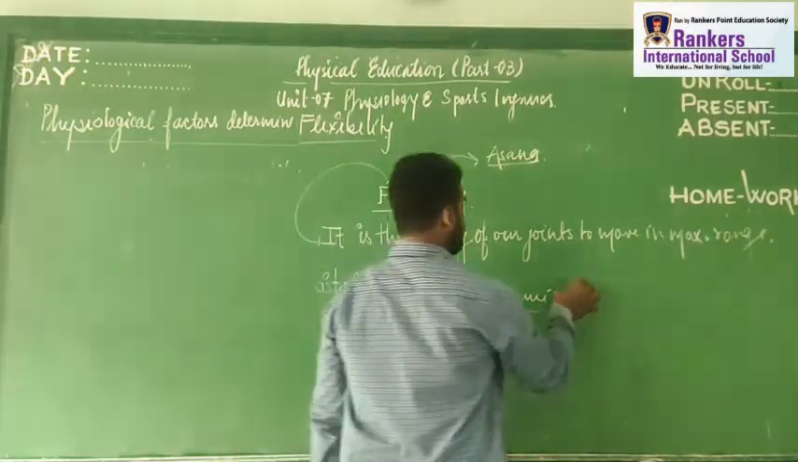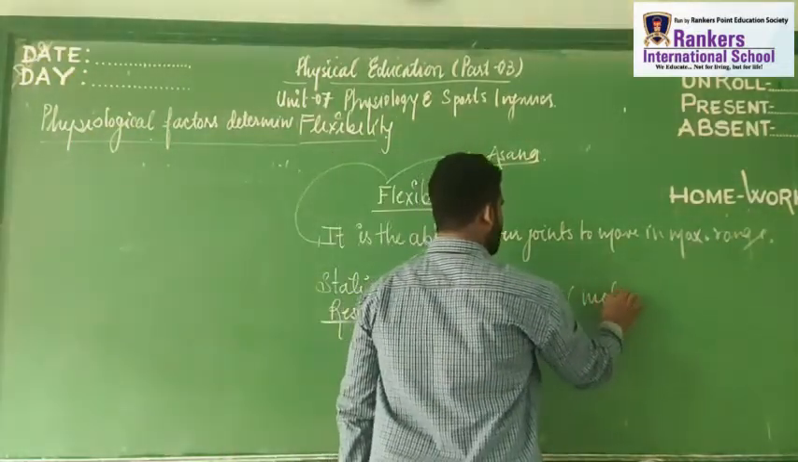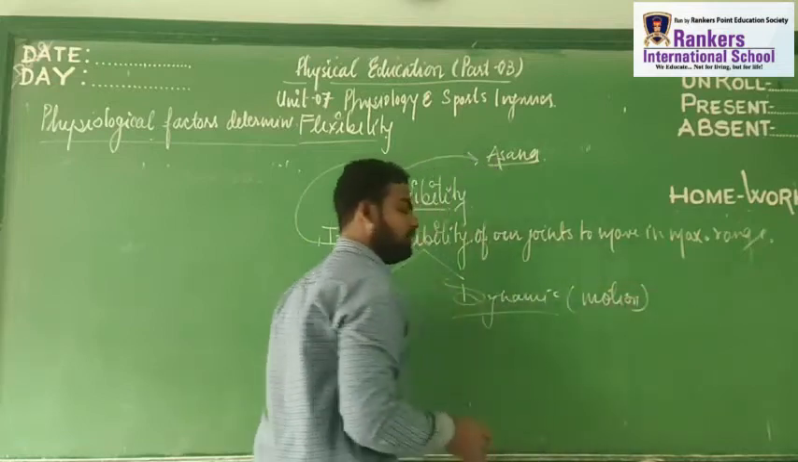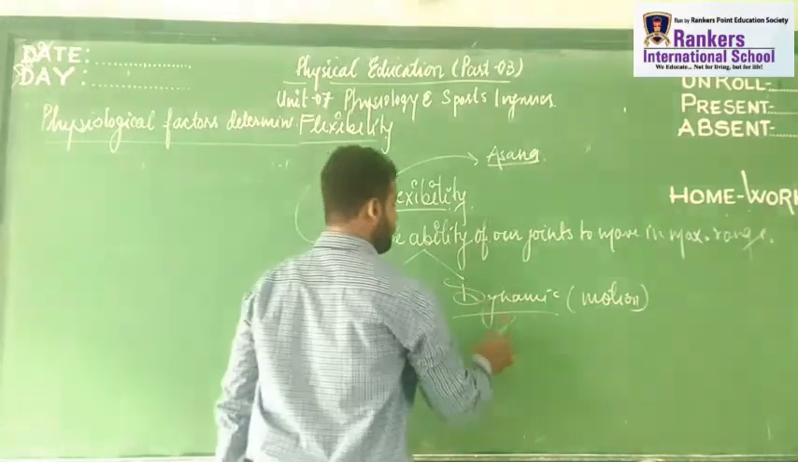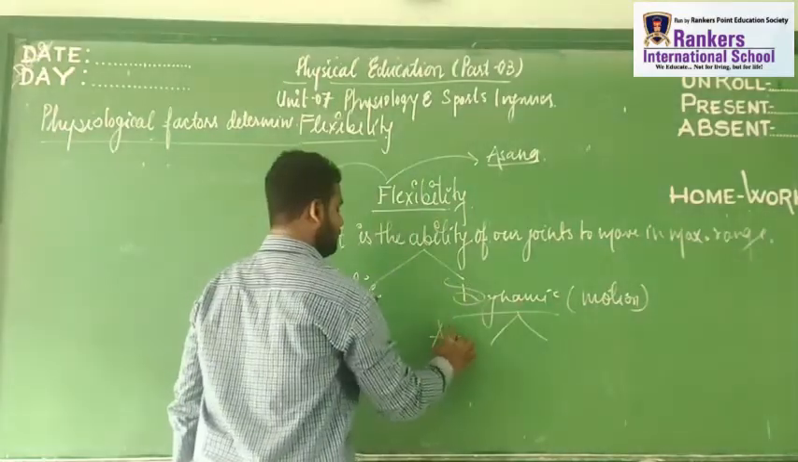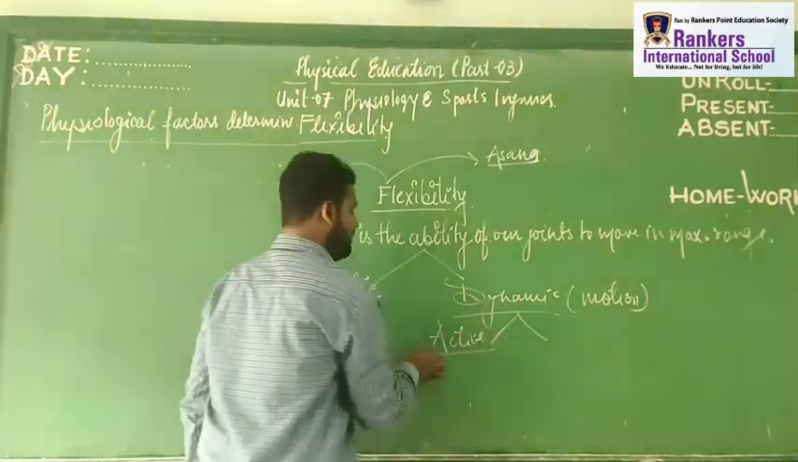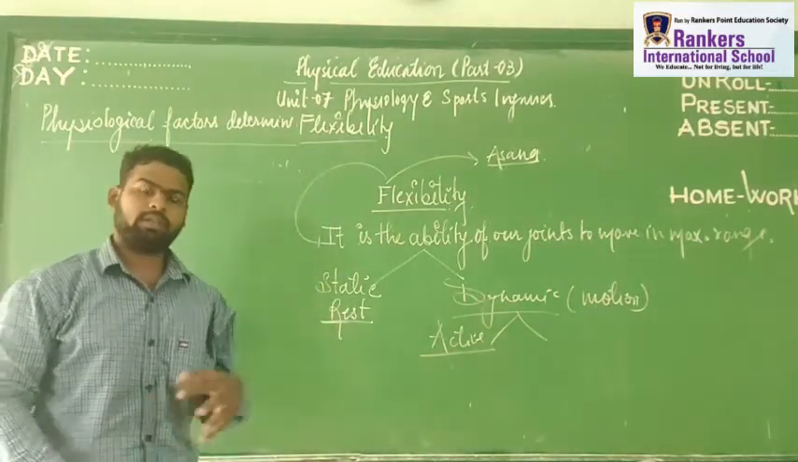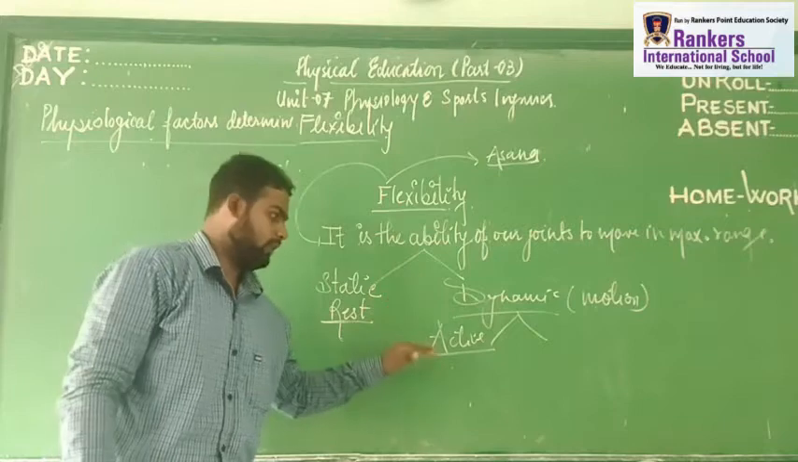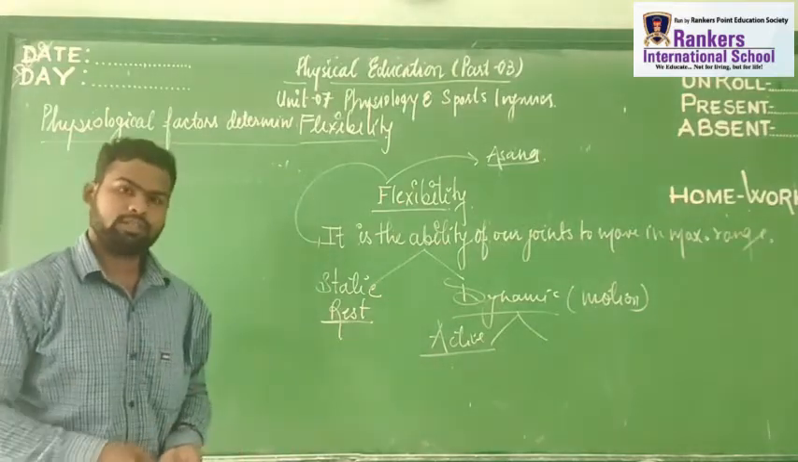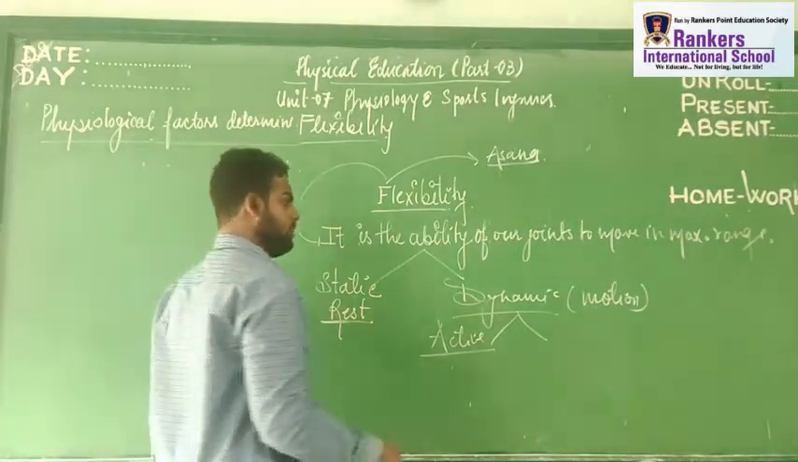Dynamic is when the thing is in motion. Hope you clear this. Again, this dynamic is of two types. Active. It means when an individual is active, he can perform various asanas by his own without the help of an external partner, like performing chakrasana, like performing vrikshasana, etc.